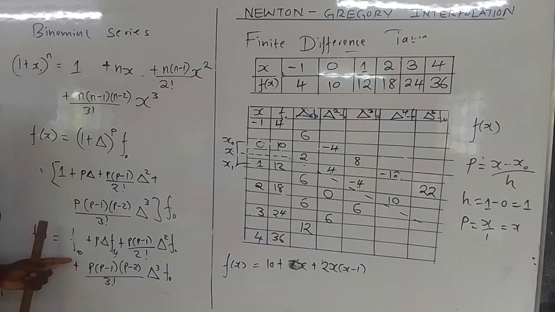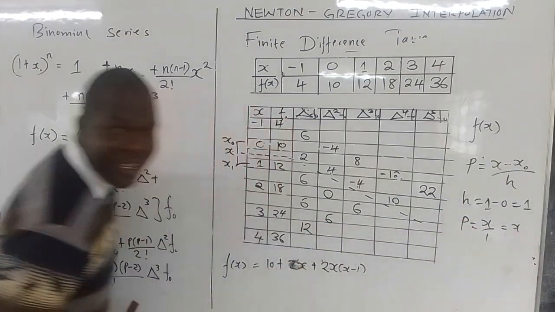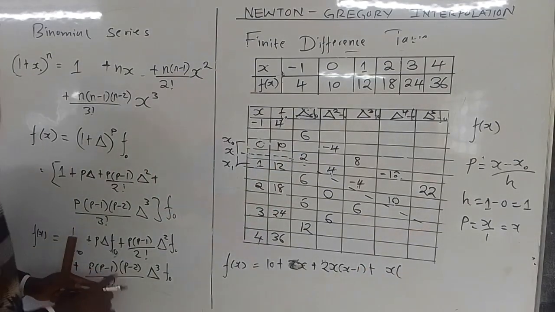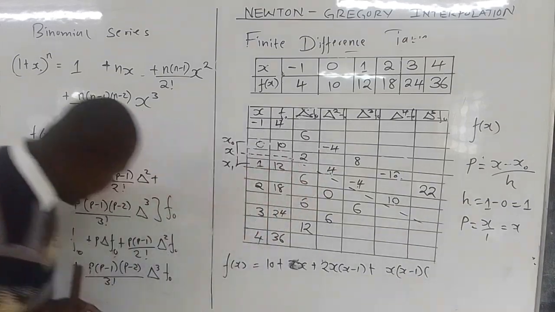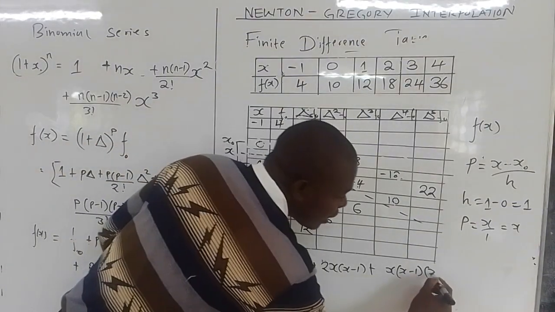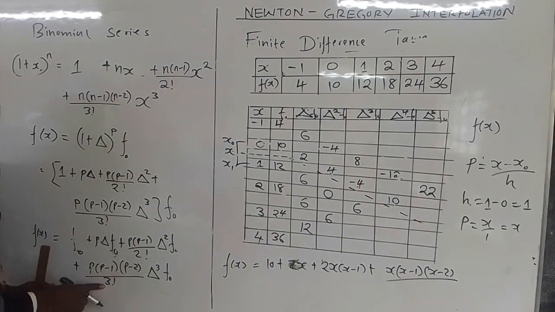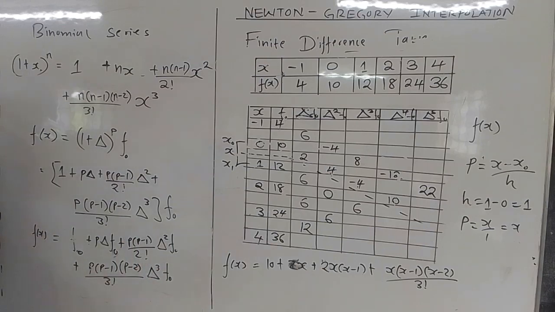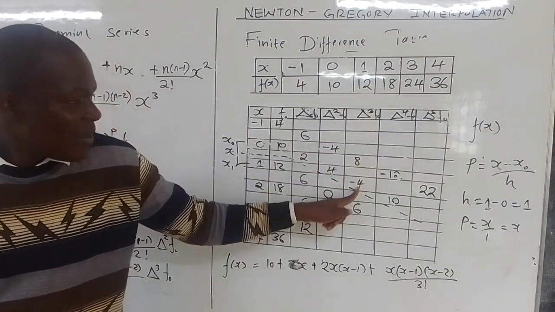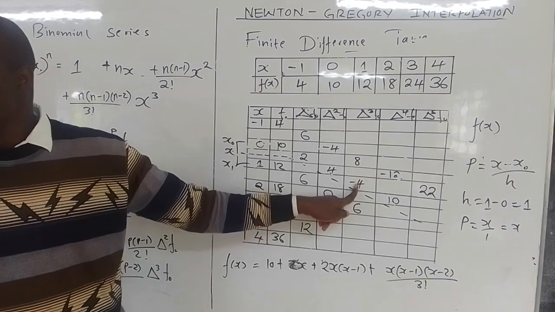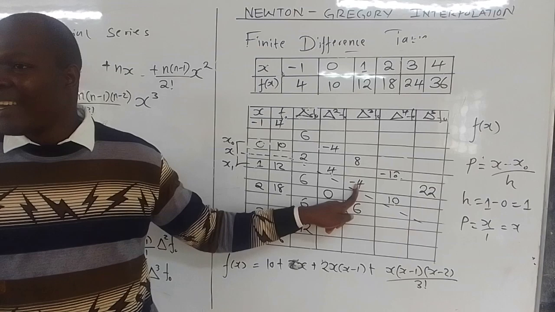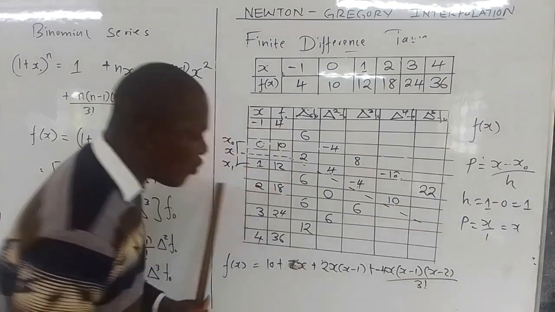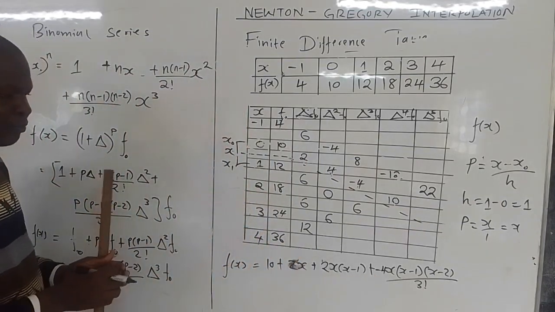Are you seeing that? What is your p? X. So we have x, it is plus x into x minus 1 into x minus 2 over 3 factorial. Then delta cubed f naught. You go where you have delta cubed f naught. What is your value on your line? Negative 4. So it means here we have negative 4 there. So what is negative 4 by 3 factorial if you simplify?